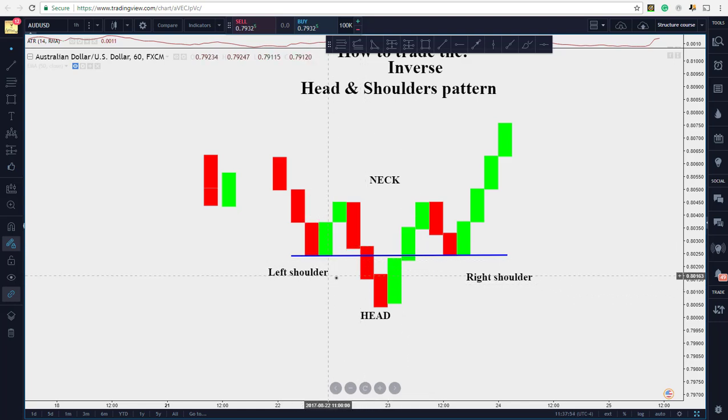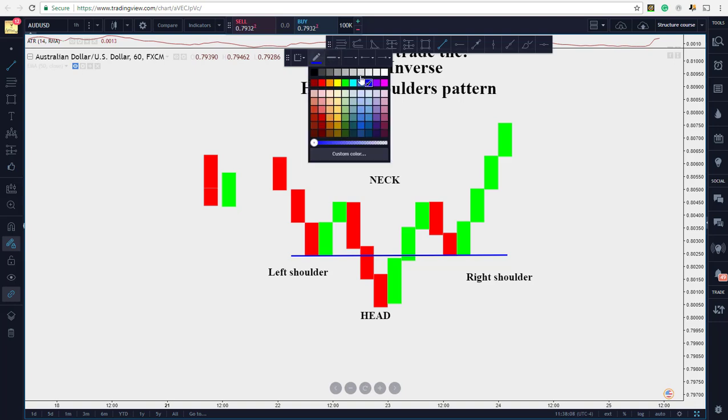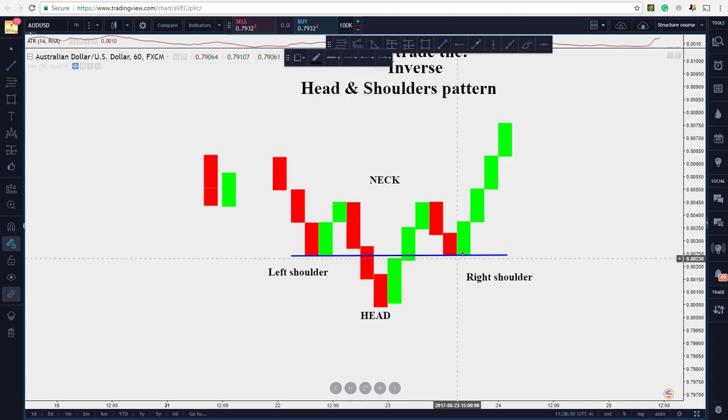But another way, and probably a more accurate way to do it, would be to wait for the market to get down to that left shoulder and give you some kind of entry reason to go long. Something like a long wick to the bottom would be an example of an entry reason, some kind of hammer candlestick formation at that left shoulder, or any other candlestick formation or entry reason that you could think of.